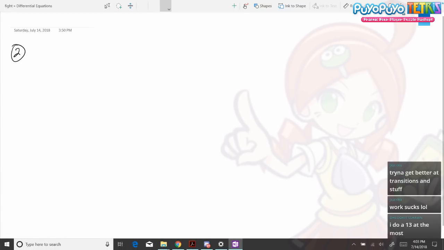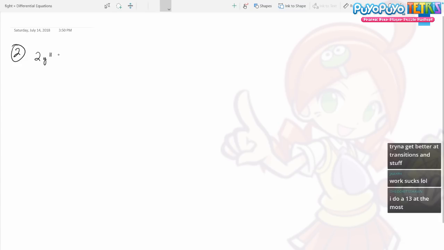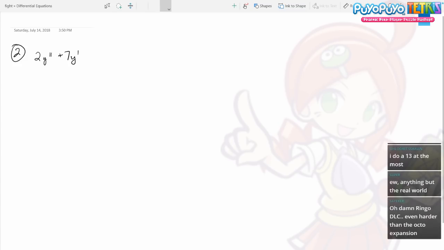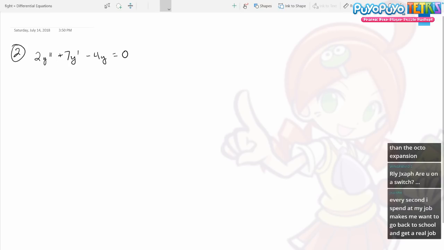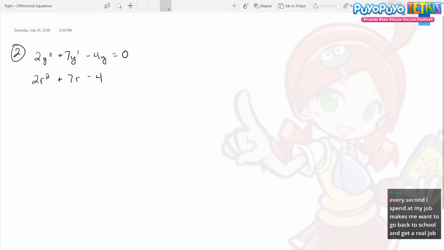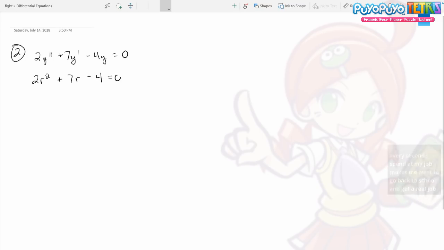Find a general solution to the given differential equation. So you could write this in this form, right? So then you find the roots. Am I doing this correctly? Can't remember how you're supposed to do this.